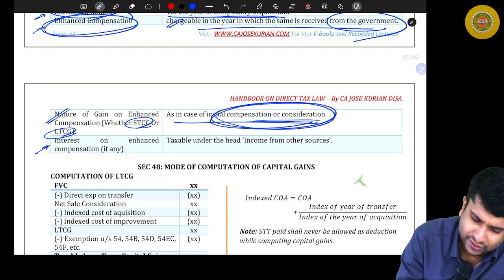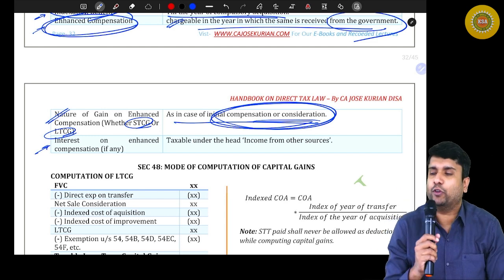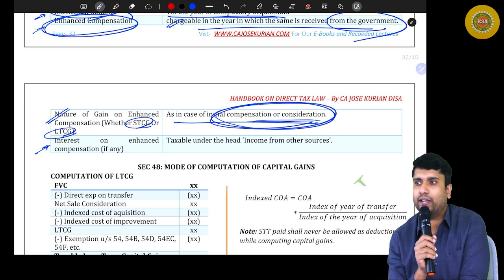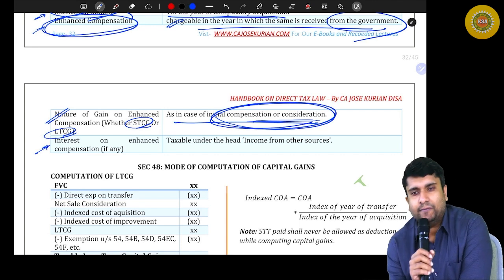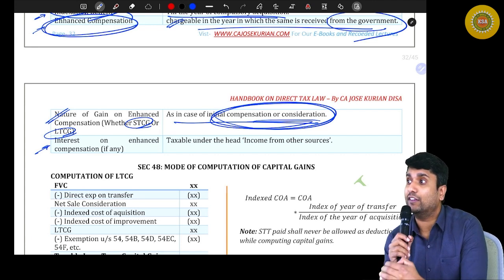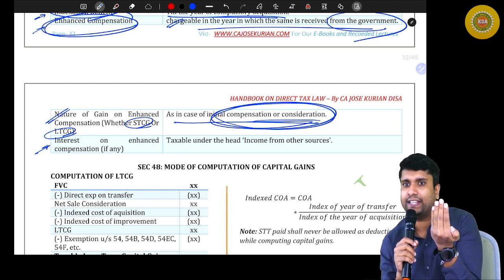Now, along with the enhanced compensation, definitely there will be some period of time required for you to receive it. Why? Because the hearing or the arbitration has to get over. Are you all listening? You will receive enhanced compensation only at the end of the court hearing. So there will be some time taken in receiving it.